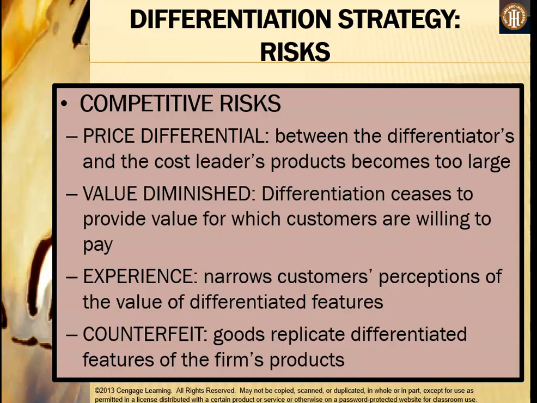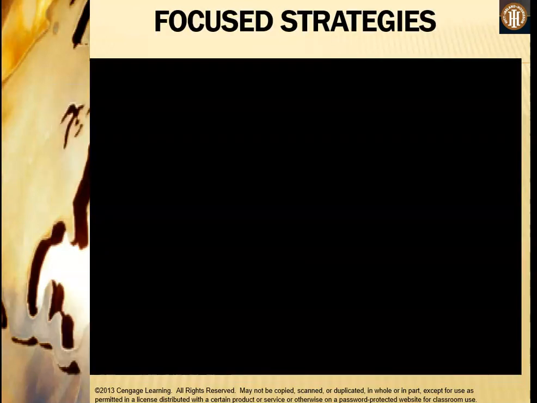Value may also be diminished. The differentiation ceases to provide value for which customers are willing to pay. Just as well, experience may narrow customers' perception of the value of the differentiated features. Counterfeits that replicate differentiated features of a firm's products may also be a risk because, as we know, there are many big brands that have counterfeit options that look the same and look like the same quality material as well. So those are some of the risks of the differentiation strategy.